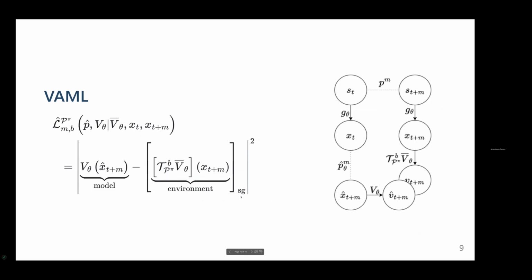So the SG here means the stop gradient, and it basically means that we do not update the weights of this network using gradient descent. Instead, we update it using the weights of this network every once in a while. So like in the DQN paper, we basically do a weighted average of the weights of this model and update this one this way. This is a target network. Okay, this is the VAML loss.